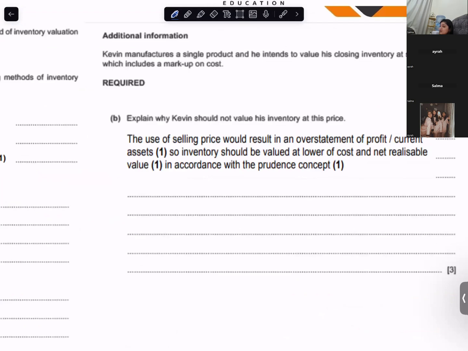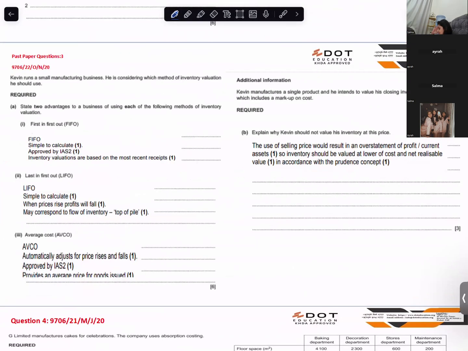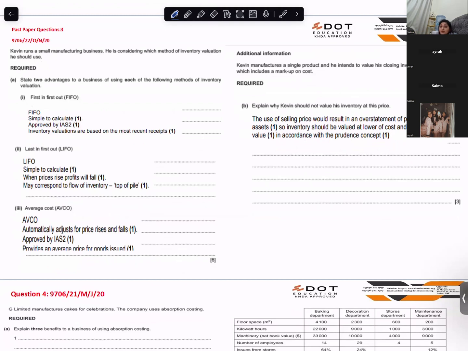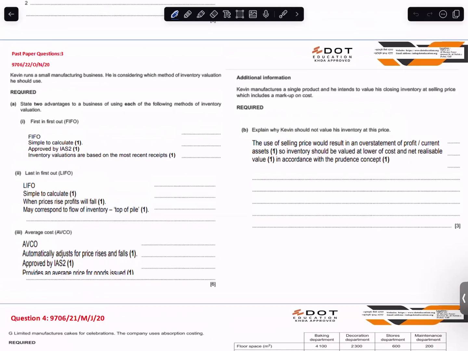Give me a reason why you should not value inventory at selling price. Because if you value inventory at selling price, your profits will be overstated, which is against the principle of prudence. Then your current assets will also be overstated. Even one more rule states that inventory should be valued at cost or NRV, whichever is lower. Okay, fine.